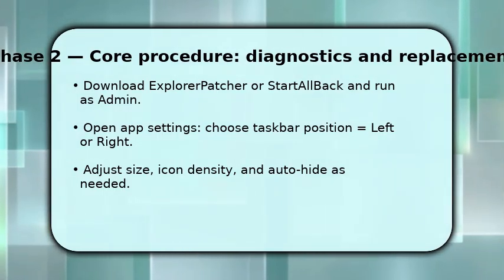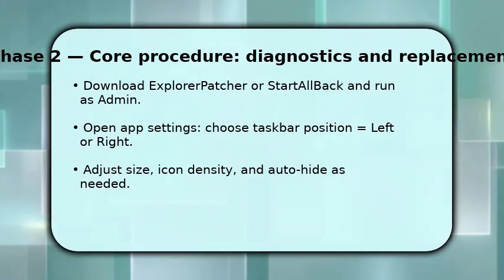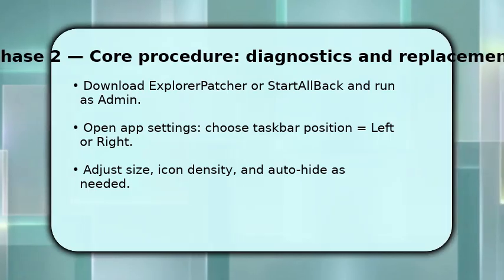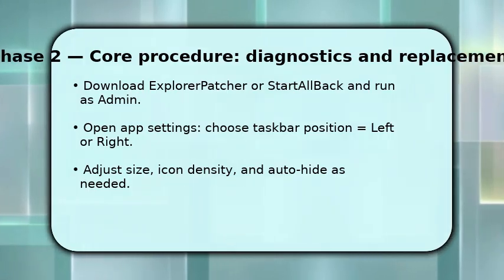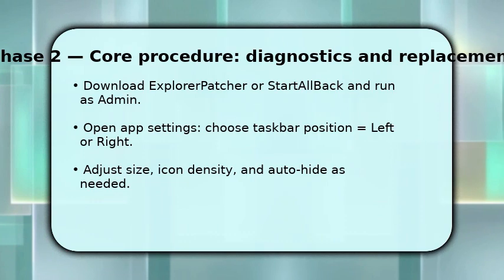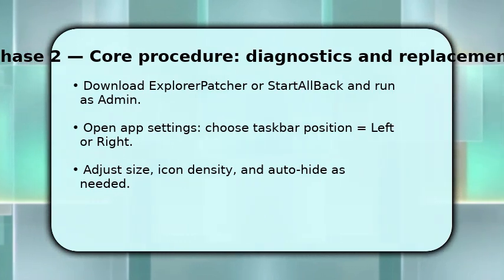Then customize size, icon spacing, and auto-hide so the taskbar fits your workflow. If you prefer a registry route instead, export the key first, then apply the change and restart Explorer. But the app method is simpler and reversible.